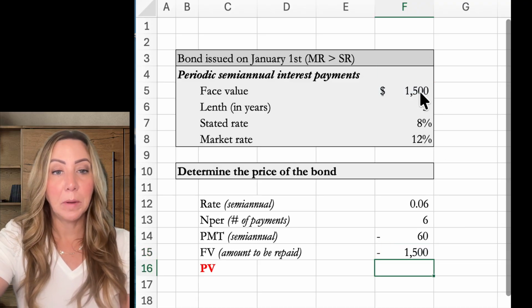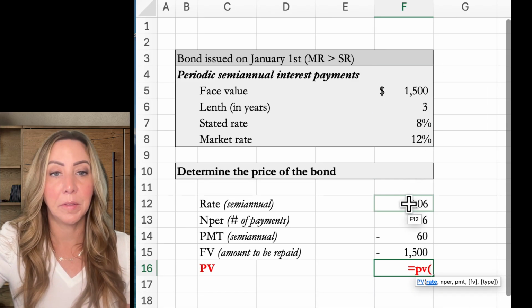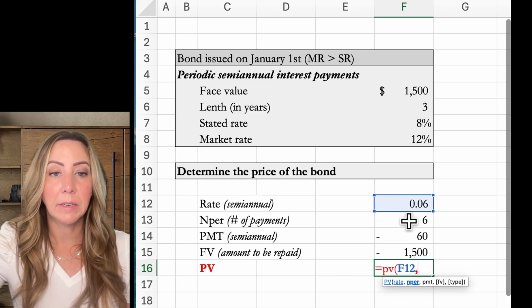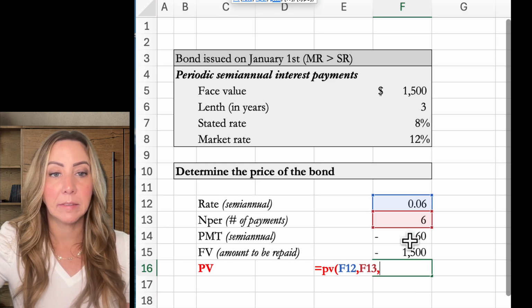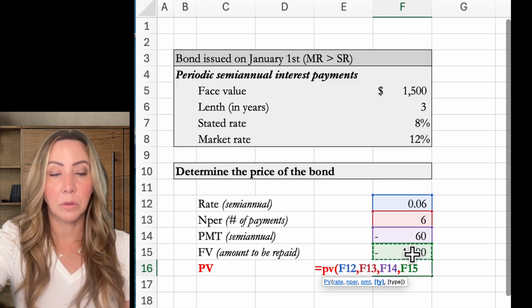All right, so now I can do my present value calculation, and I'll do equals PV, parenthesis, and reference all of the correct numbers according to the formula that pops up here. So 6% is my market rate divided by 2. My number of periods is my 3 years, but multiplied by 2. Then I've calculated my payment as $60, and I've also calculated my final payment of a single amount, which is $1,500. And then I'll close the parenthesis.